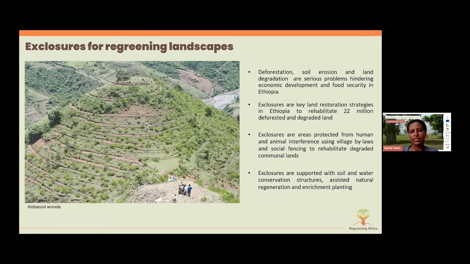These exclosures are mainly degraded hillsides and communal grazing lands protected by the communities using bylaws and social mechanisms. In addition to the protection using bylaws, exclosures are also supported with soil and water conservation structures, assisted regeneration, and enrichment planting based on the context of the area. Next slide, please.